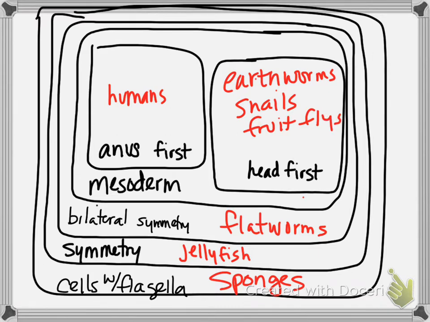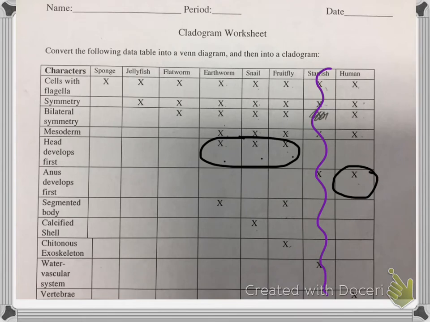Well, we had a split. Somewhere after some common ancestor had a mesoderm, because this is a characteristic that humans and earthworms and snails and fruit flies share, there was a split. And humans have an ancestor that developed anus first. Earthworms, snails, and fruit flies have an ancestor that developed head first. So we have this split in ancestry. The lineage splits. Now let's figure out what other characteristics we've got to work with here. Okay, so I've got these guys, these guys, these guys, and we're getting rid of our starfish.